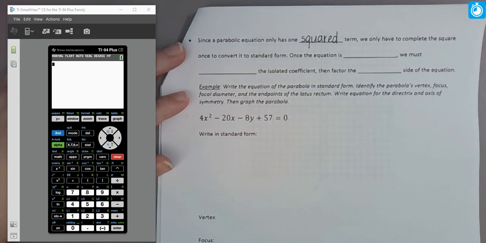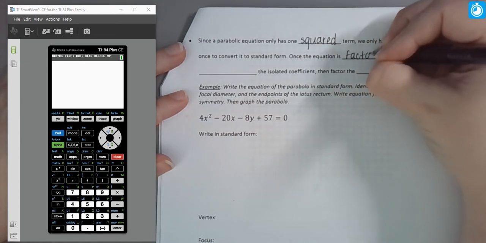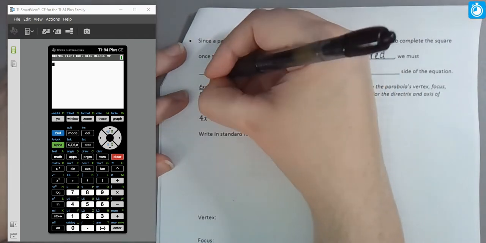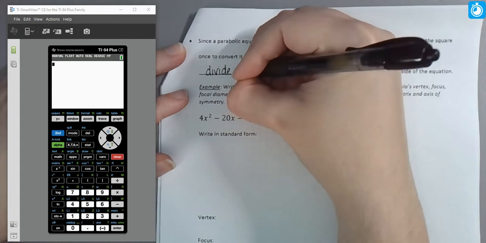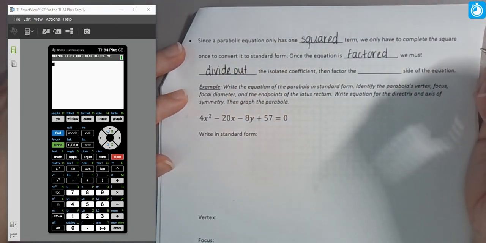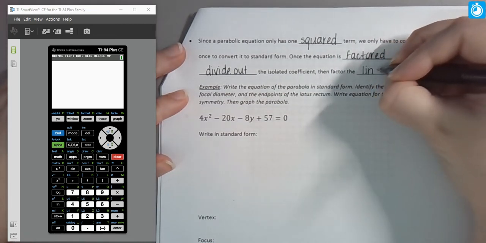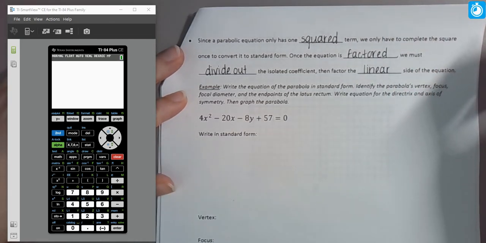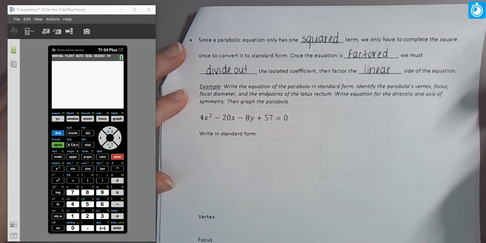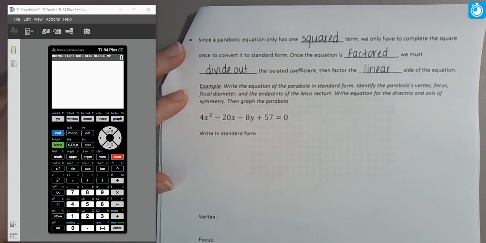But it also means that some of the other work we do is just going to be a little bit different. So once we complete the square, once the equation is factored, we have to divide out whatever the coefficient was that we isolated, that we factored out, and then we're going to factor the linear side of the equation as well. So essentially completing the square is going to look the same, but because we're only completing the square with one of our variables, the way we adjust the other side of the equation is going to be a little bit different. So we only need to isolate and group the variables related to what we're going to complete the square for. So anything that's not related to that variable that's squared is going to go to the other side of the equation. So this is where the strategy varies just a little bit from what we did with an ellipse, what we did with a hyperbola.